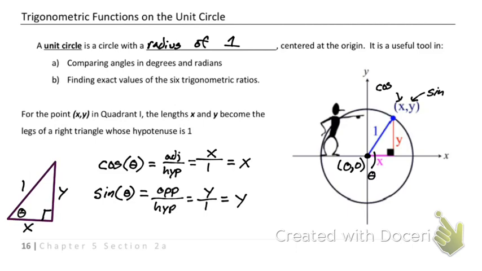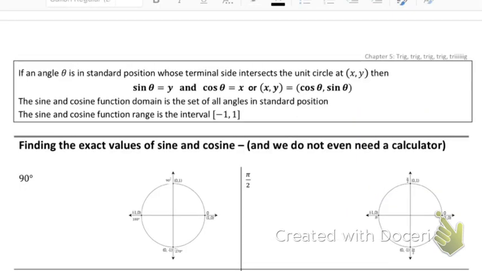One trick is, if you need tricks, it's alphabetical order. Cosine comes before sine. So when we're talking about x values on the unit circle, we're talking about cosine values. And when I talk about y values along the unit circle, we're talking about sine values. All right, this says the exact same thing. Sine is y, cosine's x.